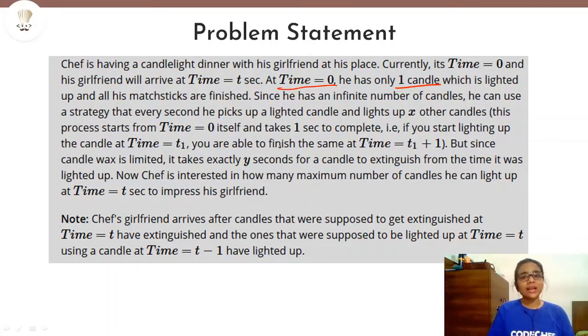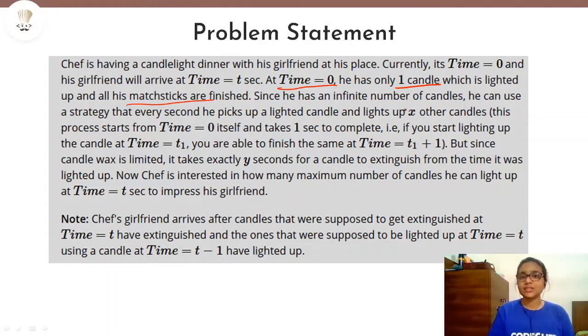Now, how will he light up other candles? He does not have any matchsticks. There are no matchsticks left with the chef. So he will have to use this one lighted up candle only to light up some other candles. And how many candles can he light up? He has an infinite number of candles. Now it will depend on a particular strategy that chef will follow, that how many candles will he be able to light up until his girlfriend arrives.